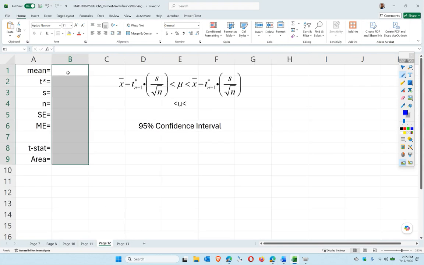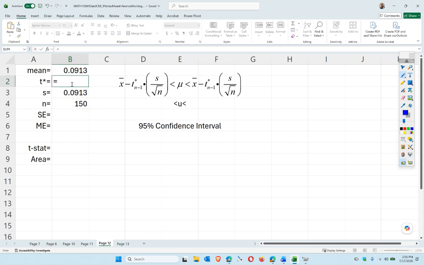So the mean, they told us, was 0.0913. They told us that they had 150 samples. And they told us the standard deviation was 0.913. So we don't need to calculate it from data this time. Okay, so this will be t dot inverse 0.975 comma 150 minus 1.